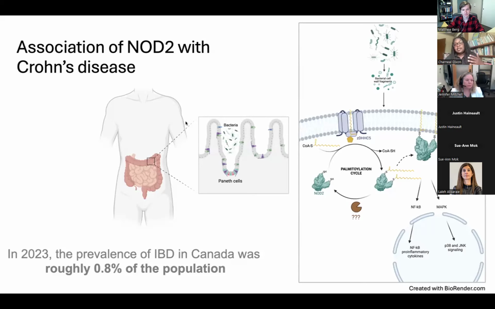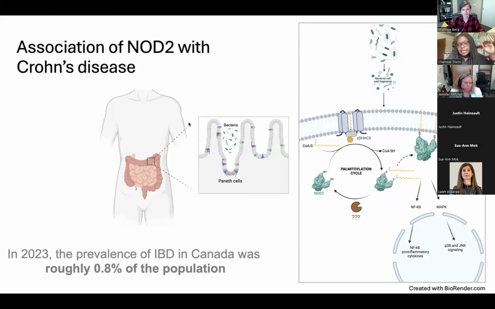In 2018, there were roughly 270,000 Canadians living with IBD. And last year, those estimates were up by more than 50,000. Now, since the NOD2 gene was first characterized in the early 2000s, it has been consistently implicated in the pathogenesis of Crohn's disease. So on the right, I have a little schematic here.